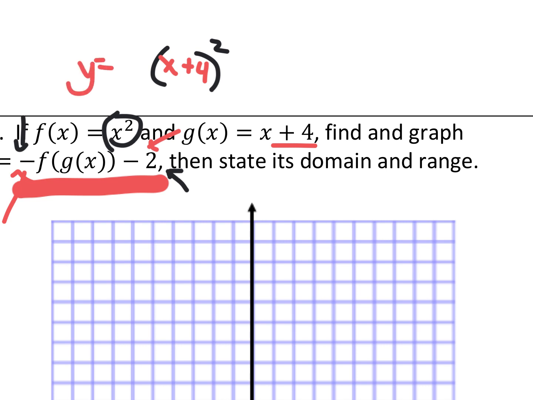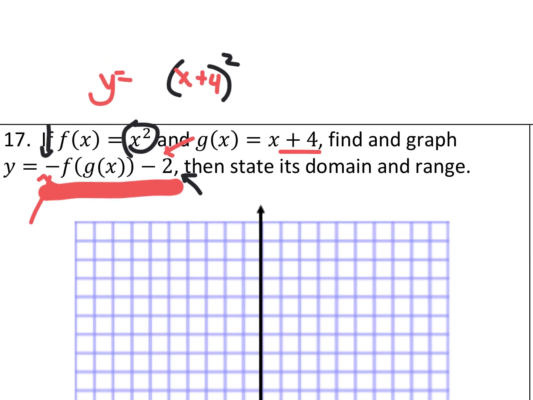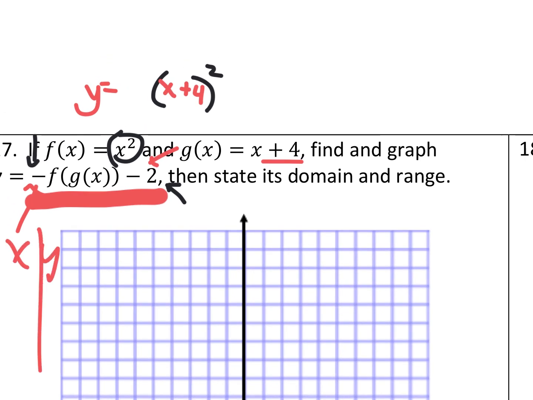And then you make an XY chart. Figure out some points that work well. If you don't know which points to pick, please come up and ask. In this case, you'd start with -4. You always want to start with whatever makes the inside 0. And then you do on either side of that. If you started with -4, you'd do like -3 and -5 would be your next couple points.